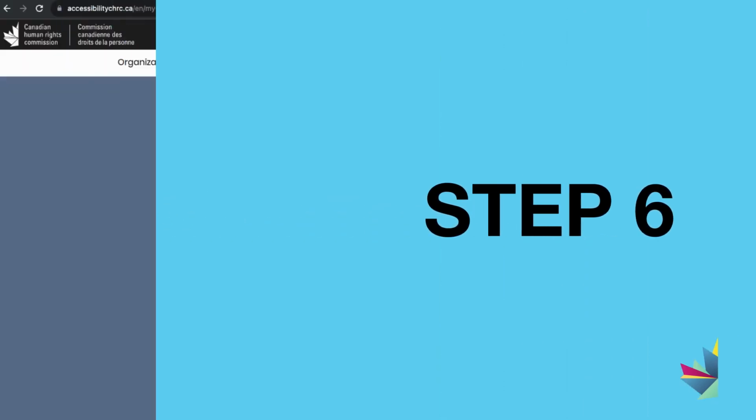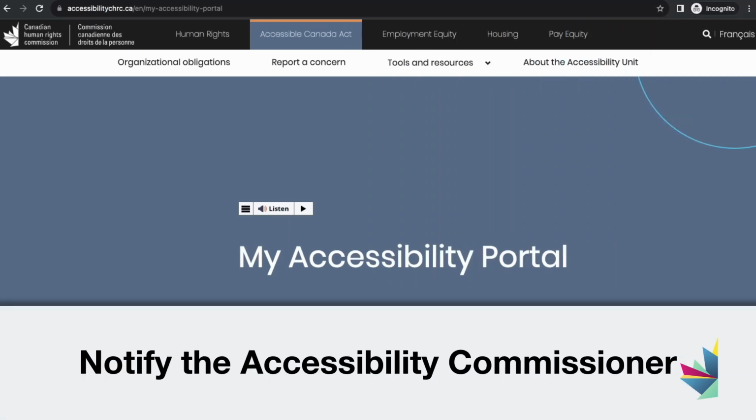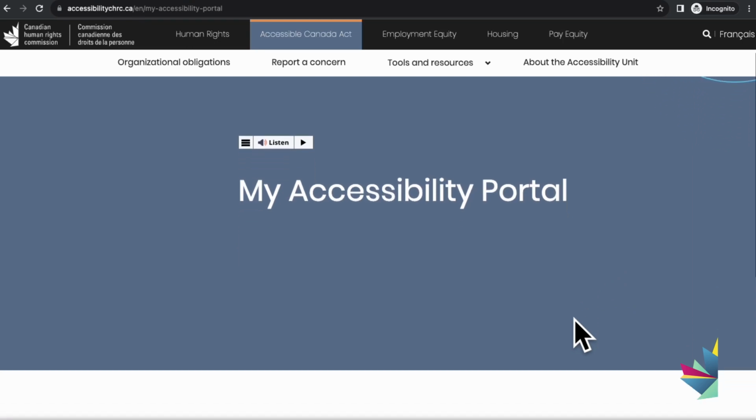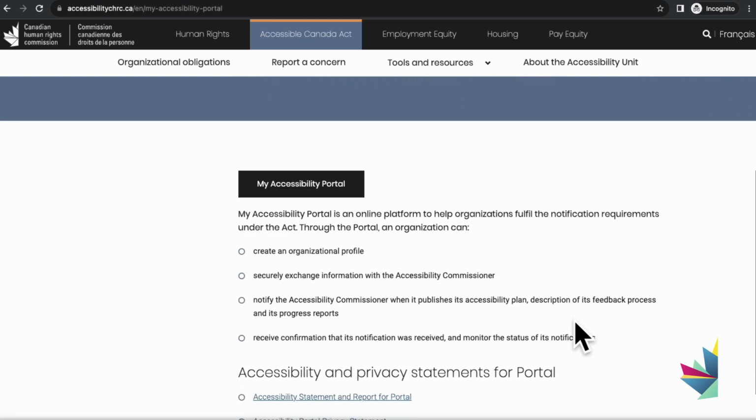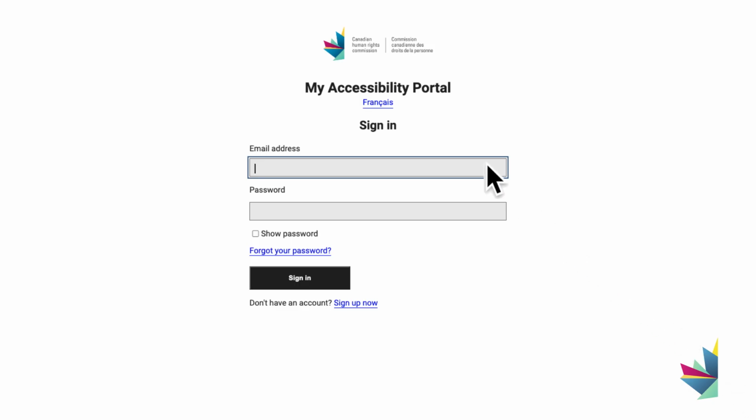Step 6. Notify the Accessibility Commissioner. You must notify the Accessibility Commissioner within 48 hours of publishing your accessibility plan and your feedback process. You can do this through our secure online platform called My Accessibility Portal.